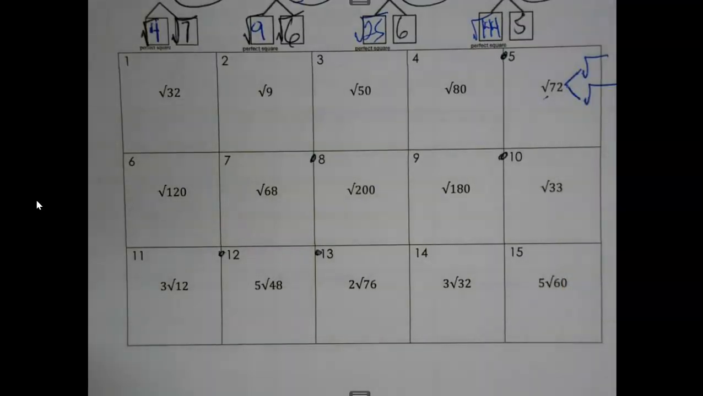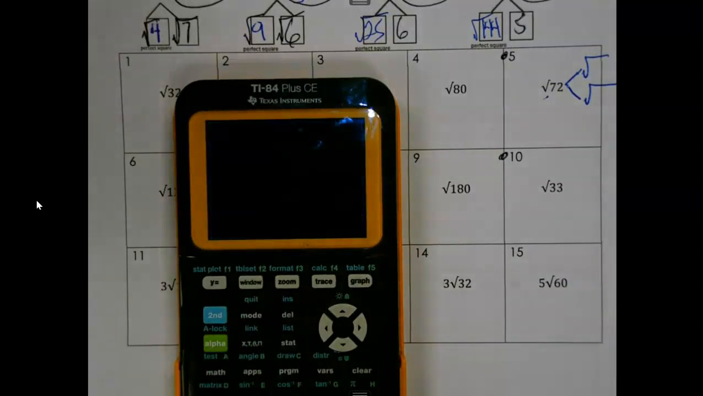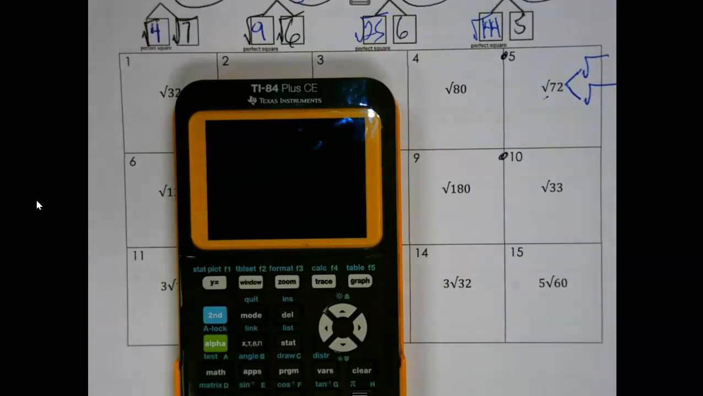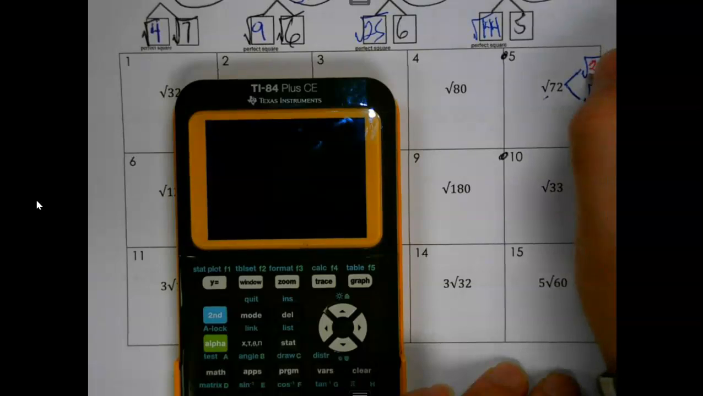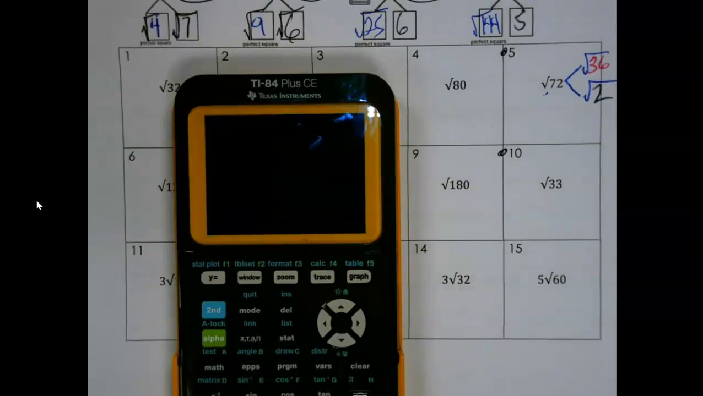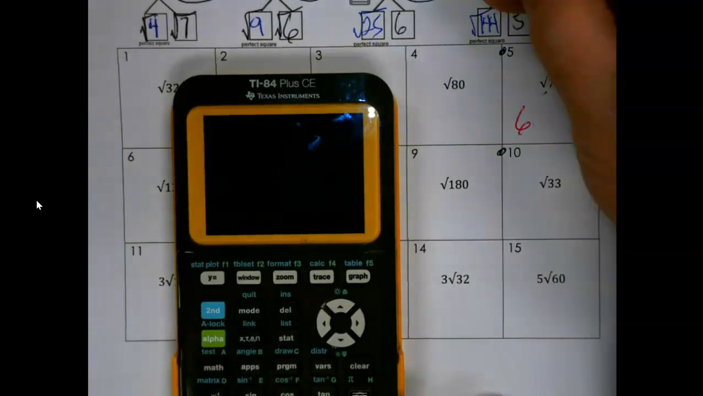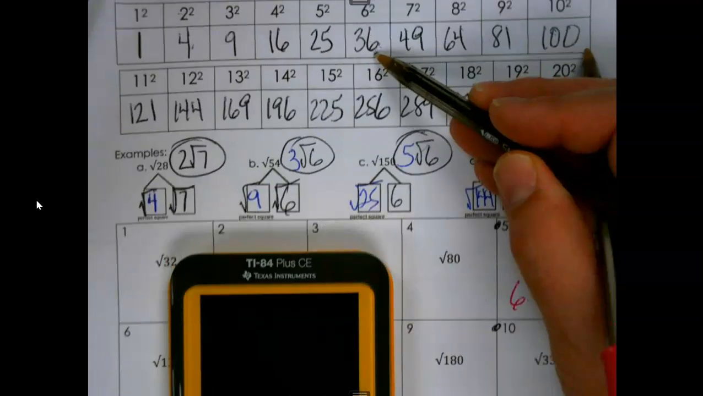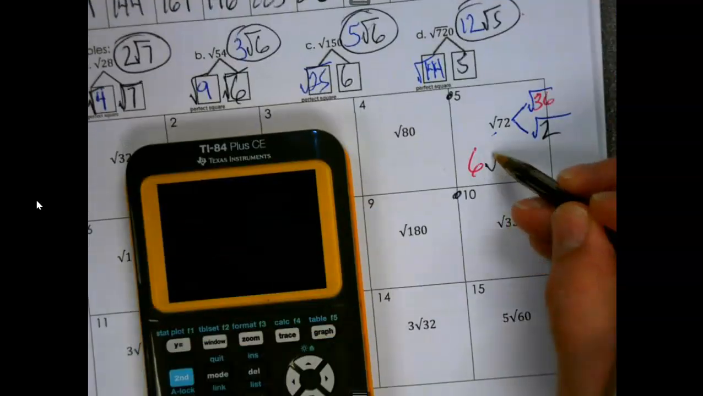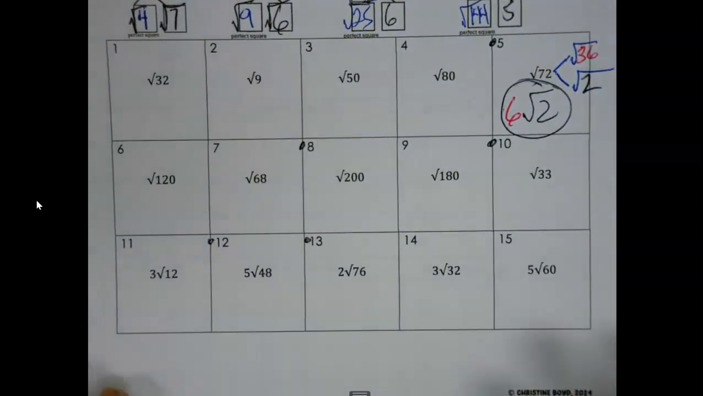72. What pair should I use? Ooh, nice. 36 and 2. You had lots of other options. You had 9 and 8. You had 4 and 18. But yes, 36 is the one we want to roll here. So 6. Whoop. Square root of 36 is 6. And then the other one stays in. Nice. All right, let's see what else we got here.